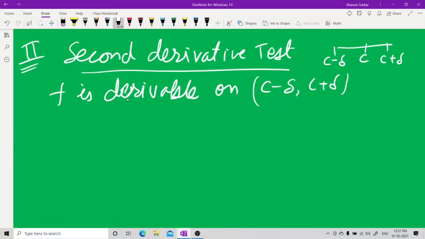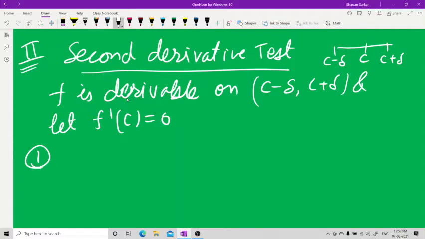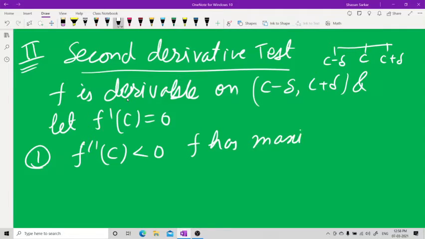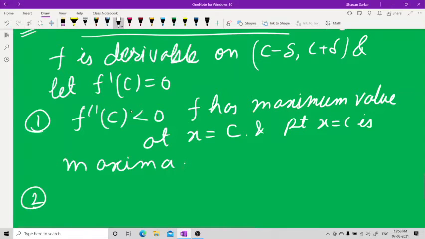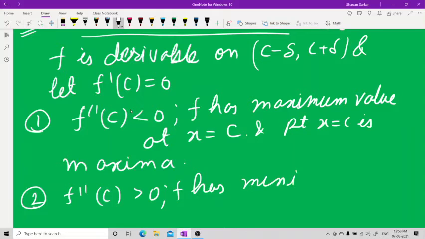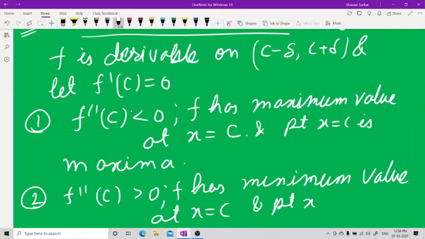A little to the right and left of c, and let f dash c equal to 0. Number 1: if f double dash c is less than 0, f has a maximum value at x equal to c, and the point x equal to c is maxima. Similarly, second: if f double dash c is greater than 0, f has a minimum value at x equal to c, and the point x equal to c is minima.